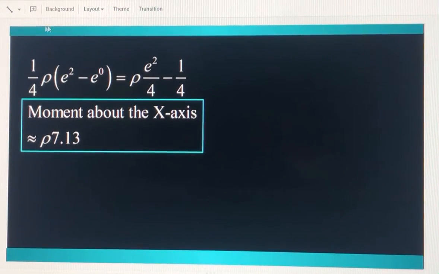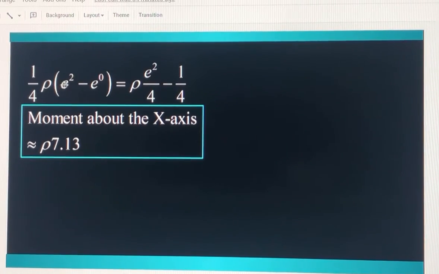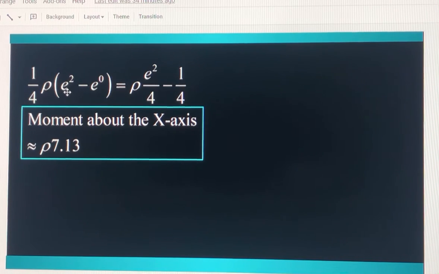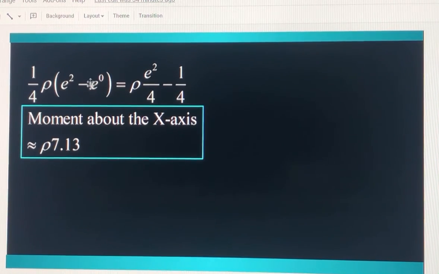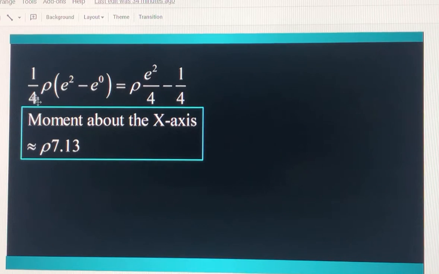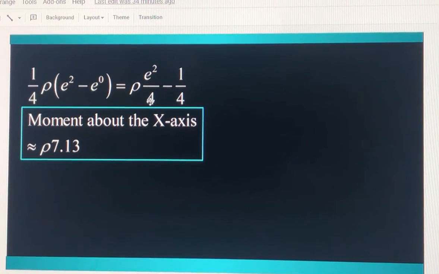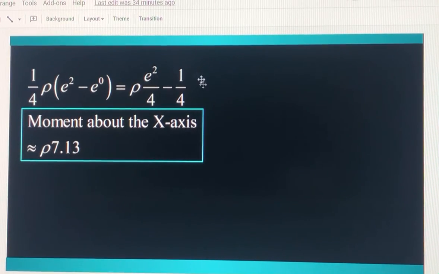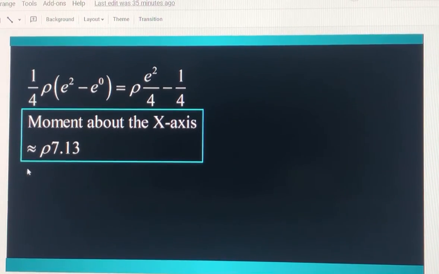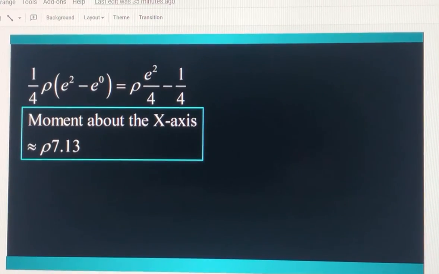So plugging our limits in, we're going to get e squared minus e to the 0, so it's going to be e squared minus 1. Now multiply this by 1/4, and we get e squared over 4 minus 1 over 4. And this is actually supposed to be a parentheses right here for the rho. So the answer is going to be rho 7.13 for the moment of the x-axis.